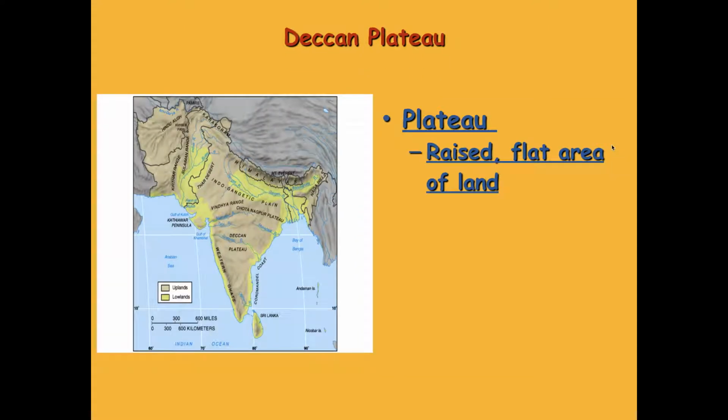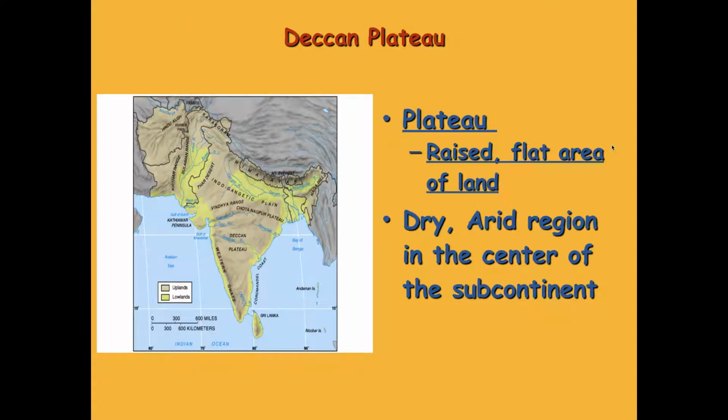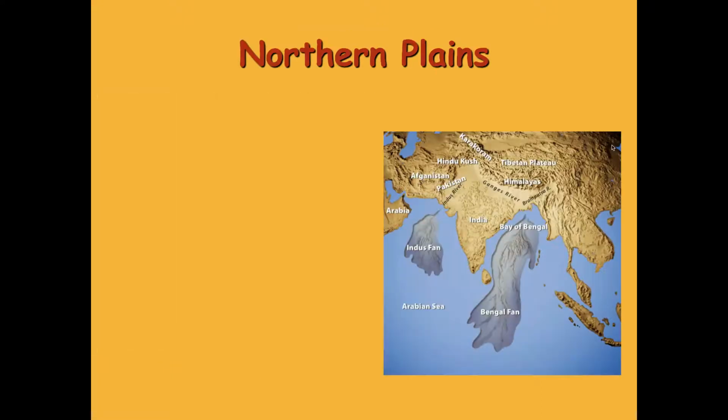So a plateau is a raised flat area of land. It's kind of like a tabletop. It's taller than everything around it, and it's relatively flat. So this part of India is actually the drier part. It's where there's less rain and overall warmer.